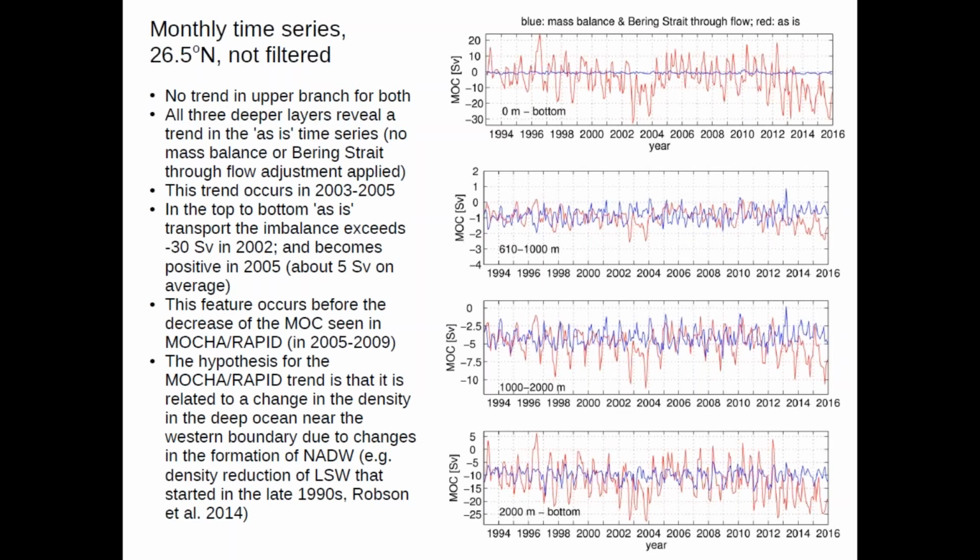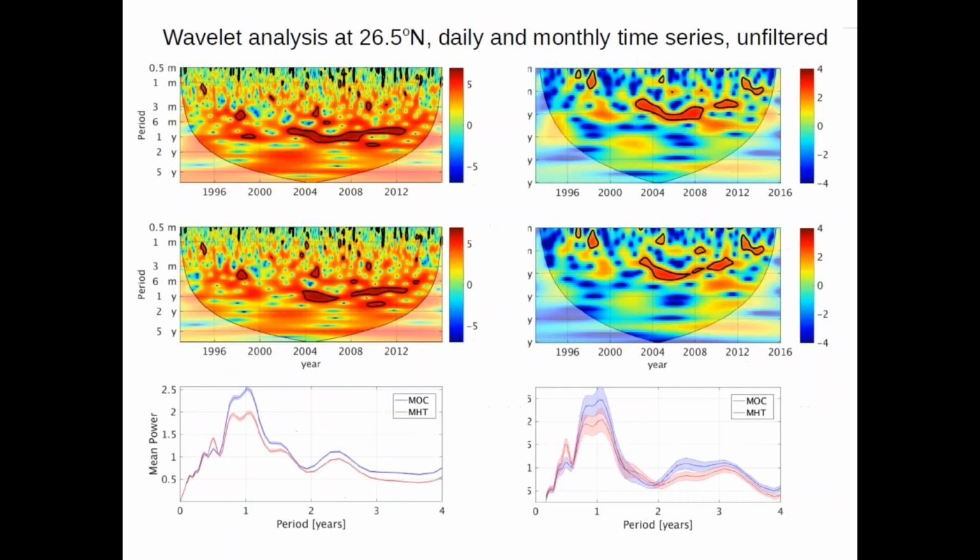For Mocha Rapid, one thought or hypothesis is that the trend they see, this longer term trend in 2005 to 2009, has to do with a density change in the deep ocean near the western boundary, due to a change in the formation of North Atlantic deep water, with, for example, a reduced density of Labrador seawater that started in the late 1990s. So there are some hypotheses about what might be causing this, but I think this will need quite a bit of work to figure out what exactly is happening and how the mass balance plays into that when you try to get the overall integral.